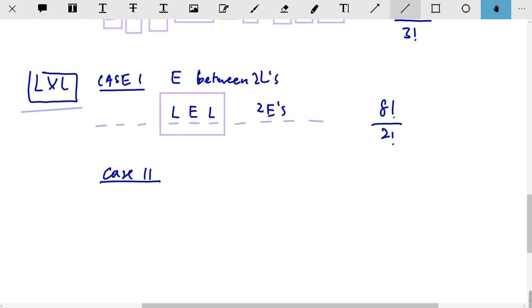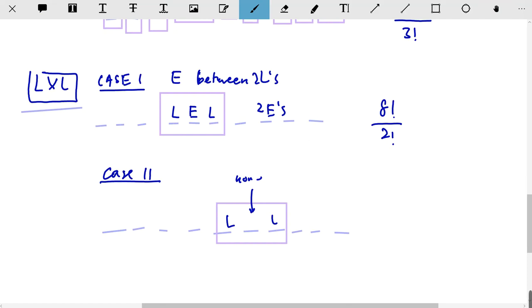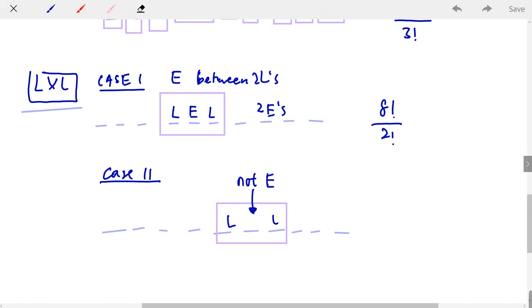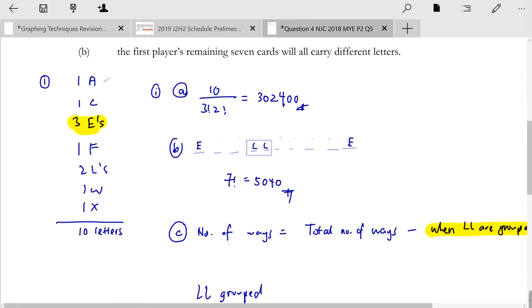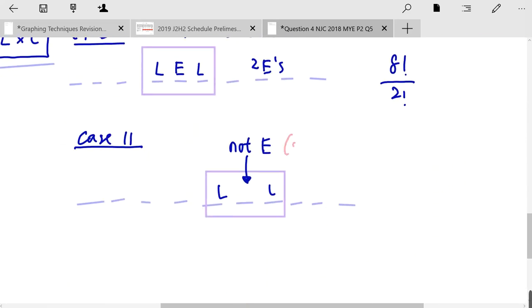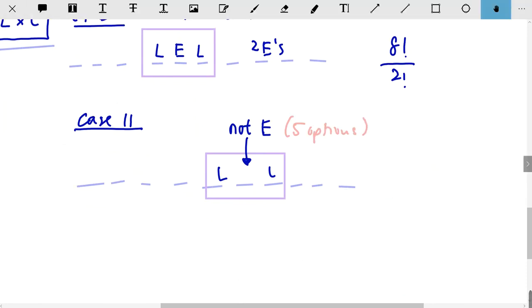Case two is where L is sandwiched between a non-E. So this is L, this is non-E. This one you have got 5 choices, right? Because if you calculate how many non-E's there are, 1, 2, 3, 4, 5. There are five options. So outside is left with 3 E's.